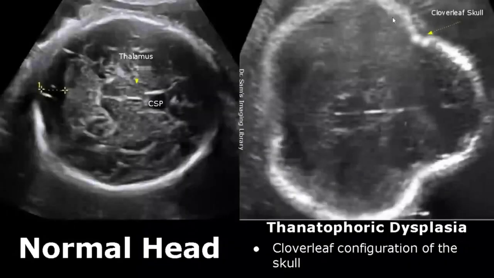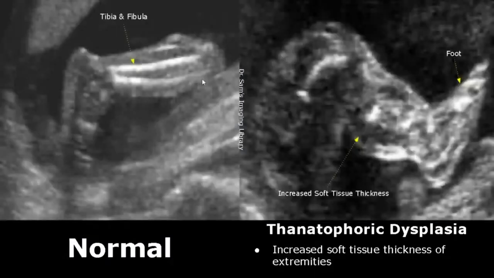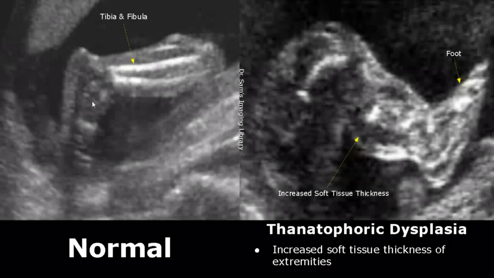Thanatophoric dysplasia also consists of a clover leaf configuration of the skull. This is how the skull shape will look like. It is called the clover leaf shape. On the left side, we can see normal soft tissue thickness in the legs, but in the image on the right, there is increased soft tissue thickness in the extremities. If we find all or most of these features, we can diagnose thanatophoric dysplasia.